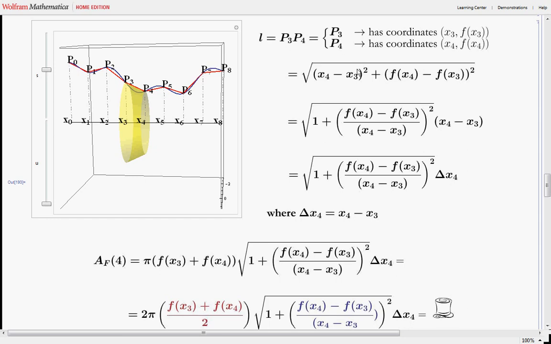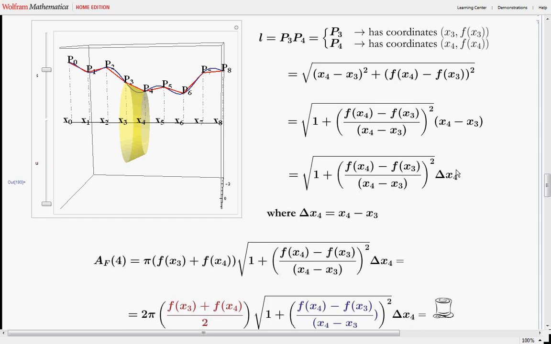It will help here to pull off a trick of sorts and take the factor (x4 minus x3) squared out from under the square root. I place that factor outside here on the right side of the square root, and in the process the term lost its exponent too. To compensate for that maneuver, I had to divide f of x4 minus f of x3 by that term, by x4 minus x3. So I also denoted this difference, x4 minus x3, by delta x4.